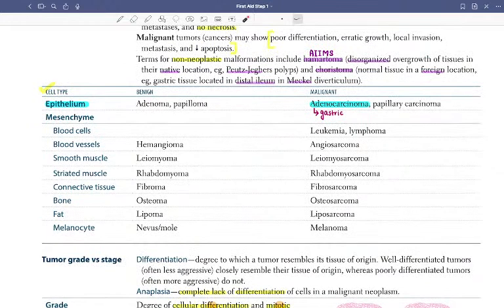Disorganized growth in the native location is hamartoma. Peutz-Jeghers polyps. Choristoma, also called choristoma, is in a foreign location, while hamartoma is in the native location. Hamartoma native, choristoma foreign. Gastric tissue in the distal ileum, Meckel's diverticulum. Example: choristoma, Meckel's diverticulum. Hamartoma is Peutz-Jeghers.